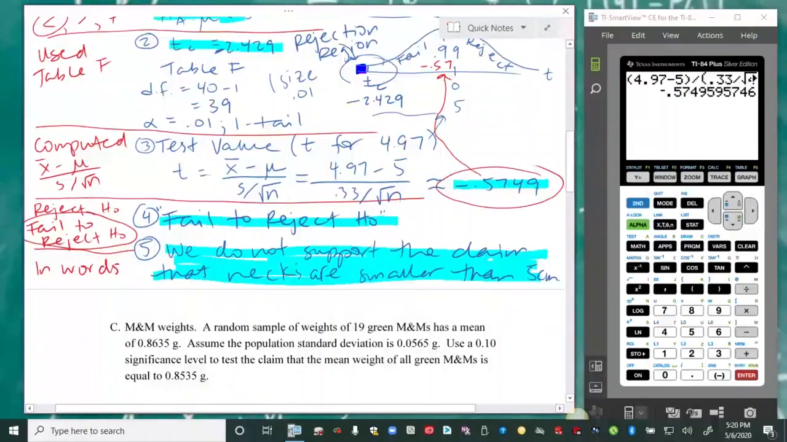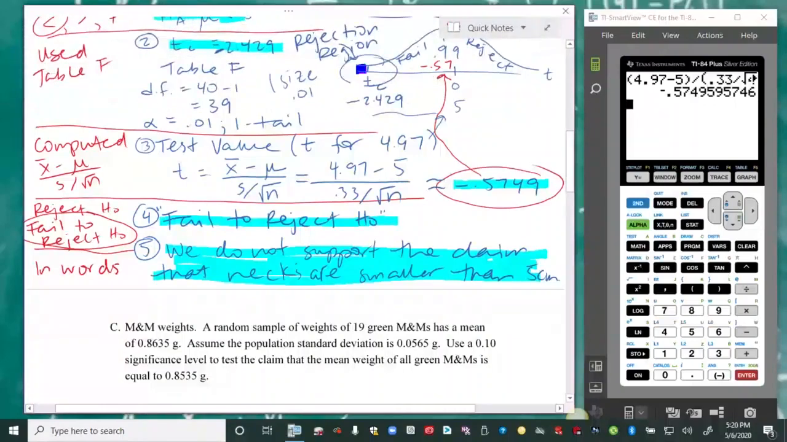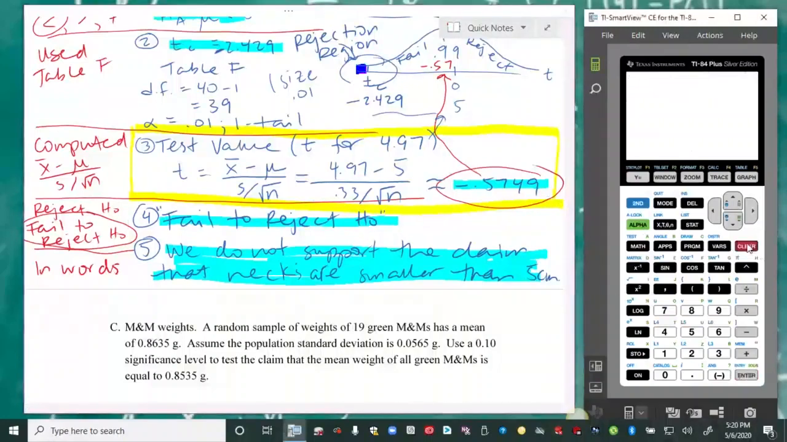I do want to show you how to do this one. I'm not going to go back through the whole entire thing, but I do want to show you how to find the test value using the calculator. So we're going to do this step right here. We'll see if I got it right, using the calculator. So I'm going to go ahead and clear this. If you don't have a TI-83 or a TI-84, you're going to want to either borrow one from the library.